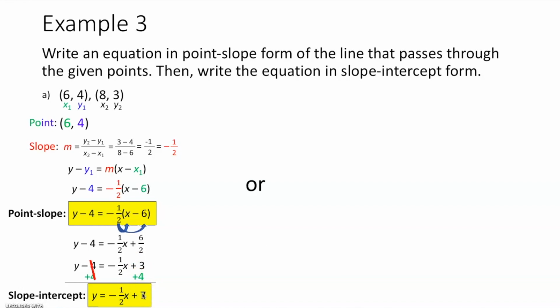Or what we could have done is we could have started with x sub 1 and y sub 1 as our 8, 3. If we start with our point as 8, 3 instead of 6, 4, how does this change the problem? Well, we have m is equal to y sub 2 minus y sub 1 over x sub 2 minus x sub 1. This is going to be our x sub 2 and y sub 2. We plug in 4 for y sub 2, 3 for our y sub 1. We plug in 6 for our x sub 2 and 8 for our x sub 1.